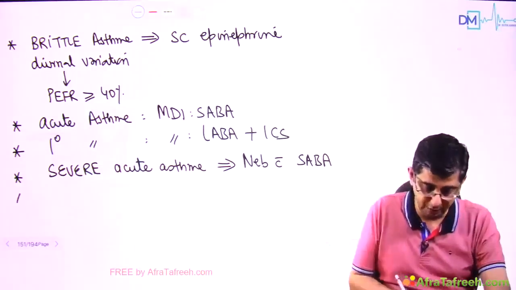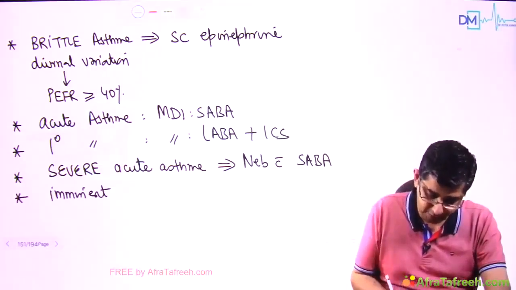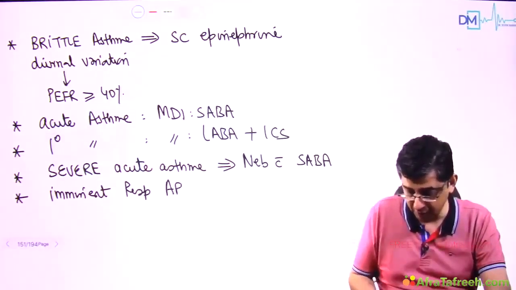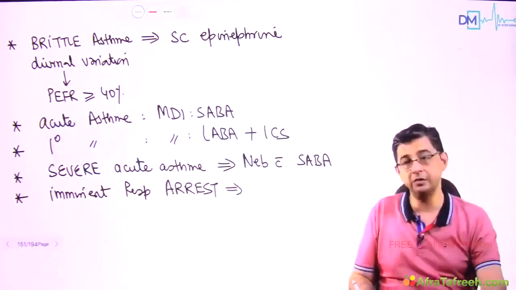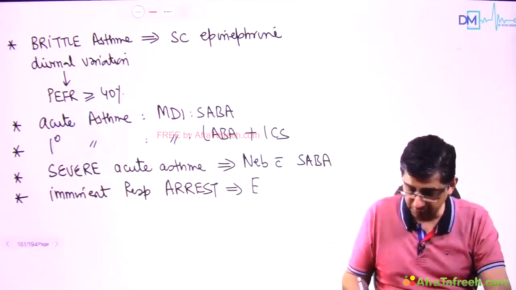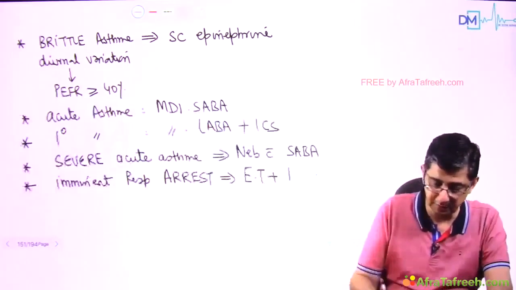And the last possibility is worse off than this, imminent respiratory arrest, where muscle fatigue will start coming in, and in this condition the pulsus paradoxus will gradually start disappearing in the patient because there is muscle fatigue developing. So imminent respiratory arrest is urgent elective intubation and putting the patient on positive pressure ventilation.